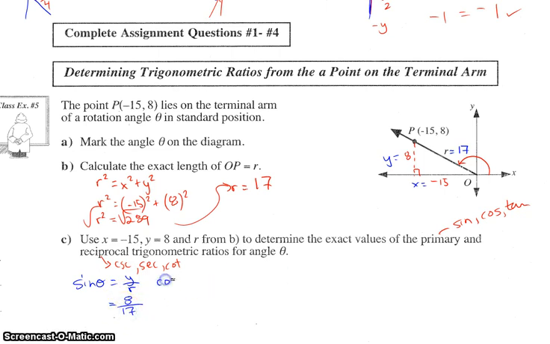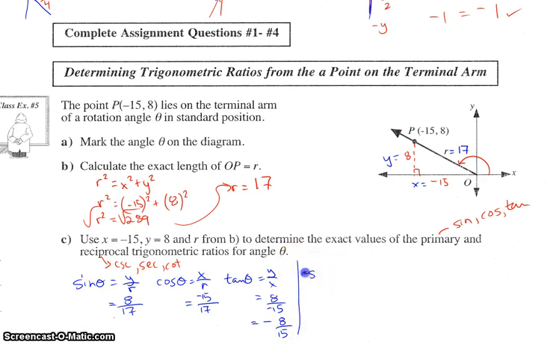And there we go. Okay, let's do cosine. We know it's x over r. X was negative 15, r 17, and there's our cosine ratio. Okay, tan theta is y over x. I almost said opposite over adjacent. We want to memorize these in terms of x, y, and r. So y over x, y was 8, x was negative 15, and we wouldn't want to leave our answer like that because we can't have a negative in the denominator, so we'll put the negative out front, and it becomes negative 8/15. Good.